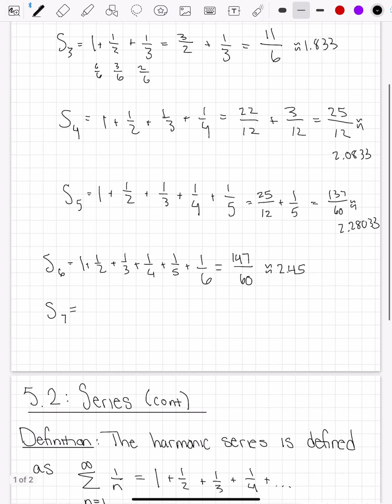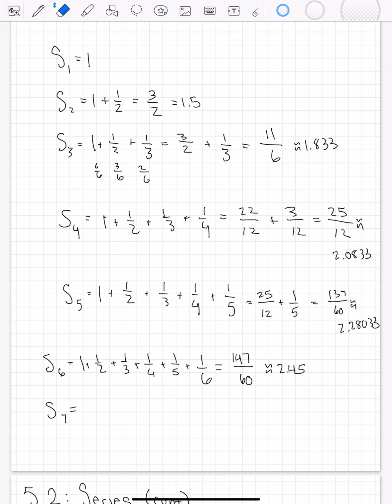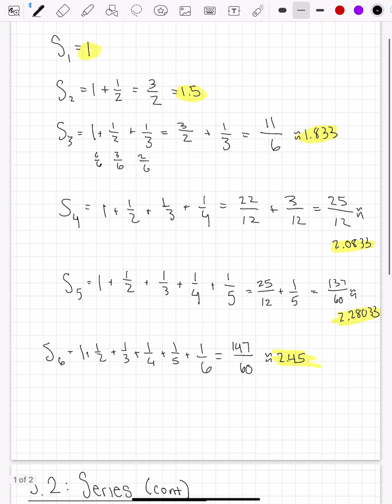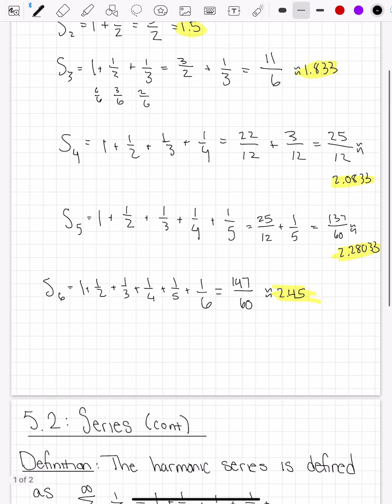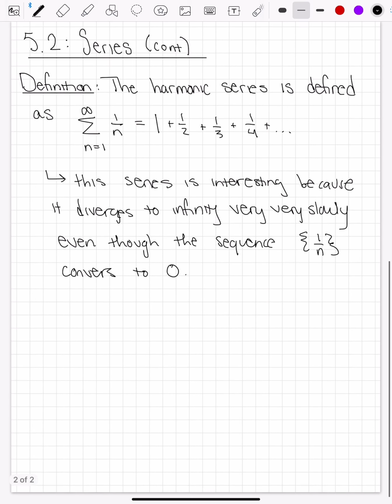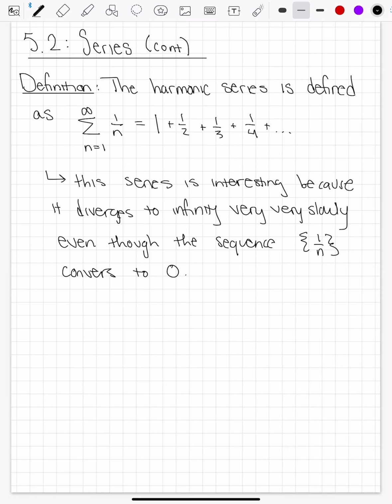Right, so I did a couple of the sums up here before the video just to show you guys. The first partial sum is just 1, the second one is 1.5, the third one is 1.83, 2.08, 2.28, 2.45. So as we see, we keep on getting bigger and bigger partial sums, and this is going to eventually go off to infinity.